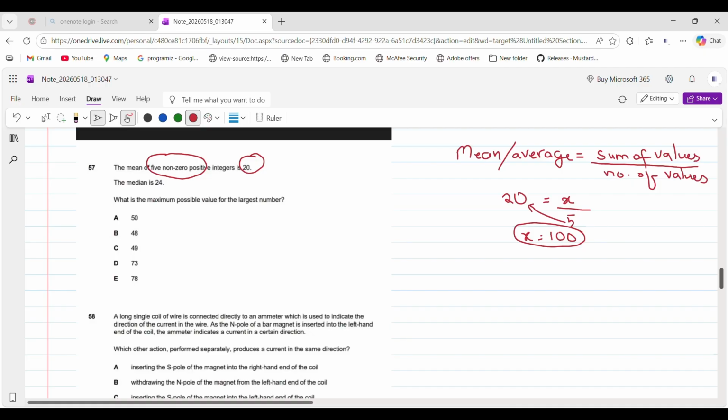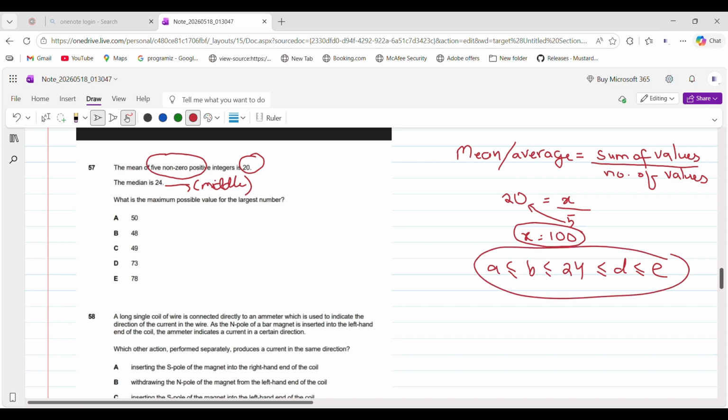The median is 24. Median is nothing but the middle term, right? So the middle term is given as 24. So I have something here, A, which is less than or equal to B. B is less than or equal to 24, which is the middle term. And then D and then E. We are supposing that these values are arranged in order and their entire sum is equal to 100. We need to find the largest number.